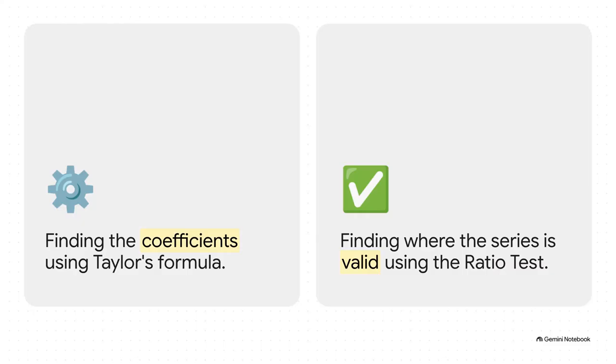Now, sine is definitely a best-case scenario because it converges everywhere, but that is not always true. We really need to contrast the mechanical act of deriving the series itself, finding those coefficients using Taylor's formula, with finding where the series is mathematically legally allowed to operate. Just because we have a series doesn't mean you can plug any x value into it willy-nilly. We have to find where it converges, and to do that we rely heavily on the ratio test from earlier in calculus. Let's look at a rapid-fire example of this limitation.